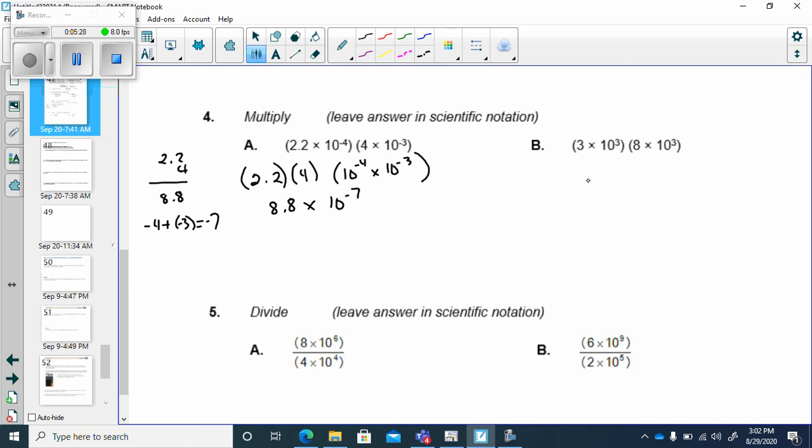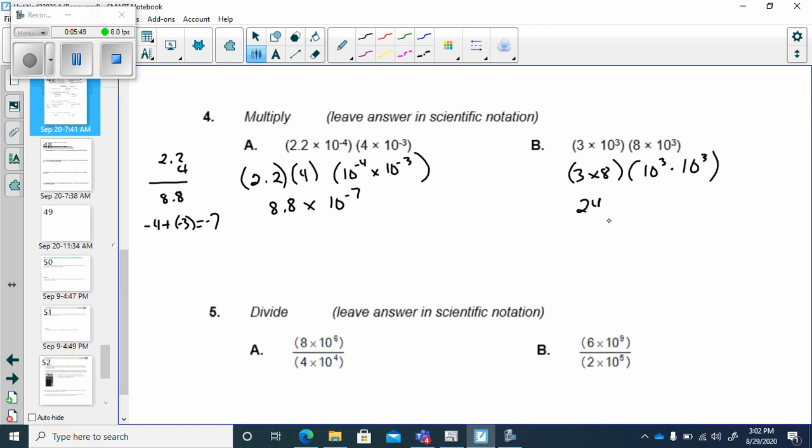Let's try these here. If you're multiplying these, you collect your front terms. 3 times 8, 10 to the third times 10 to the third. Okay, when you're multiplying these, you're having to work with the exponents. You're not trying to get them the same. That's adding and subtracting when you get them the same.